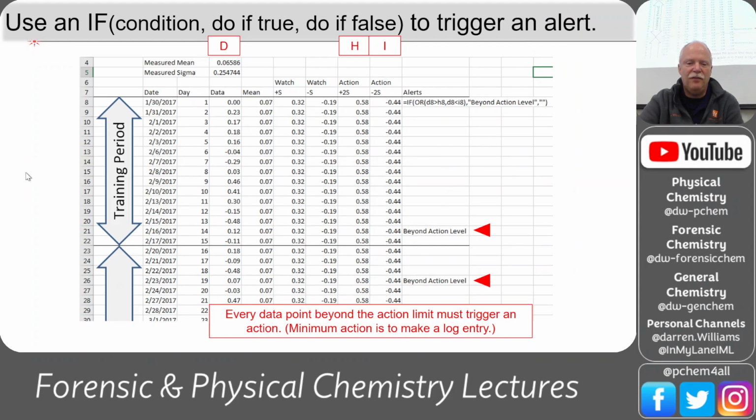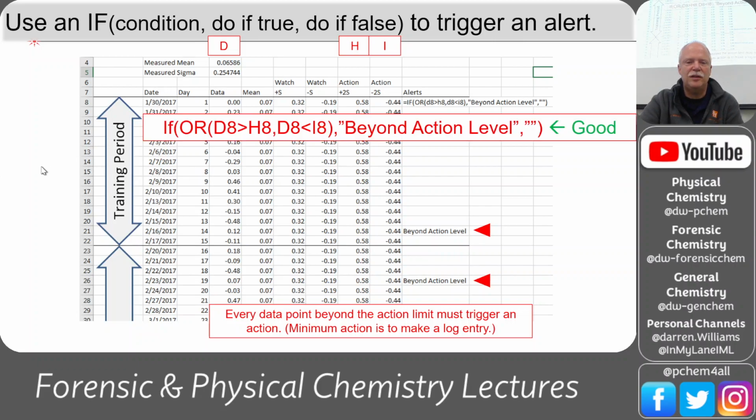Now, every data point beyond the action limit must trigger an action. So that minimum action is to make a log entry, okay? So let's do something fun. Let's learn some new skills. Here's one way to do it, right?